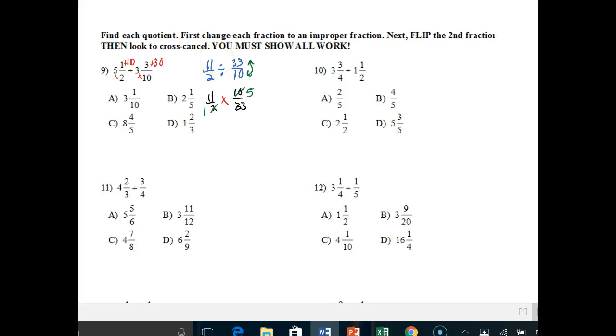And 11 and 33, I can both divide by 11. 11 divided by 11 is 1. 33 divided by 11 is 3. So I do 1 times 5, which gives you 5. 1 times 3, which gives you 3. 3 goes into 5 one time with 2 left over. That's how you get 1 and 2/3. Circle your answer here.